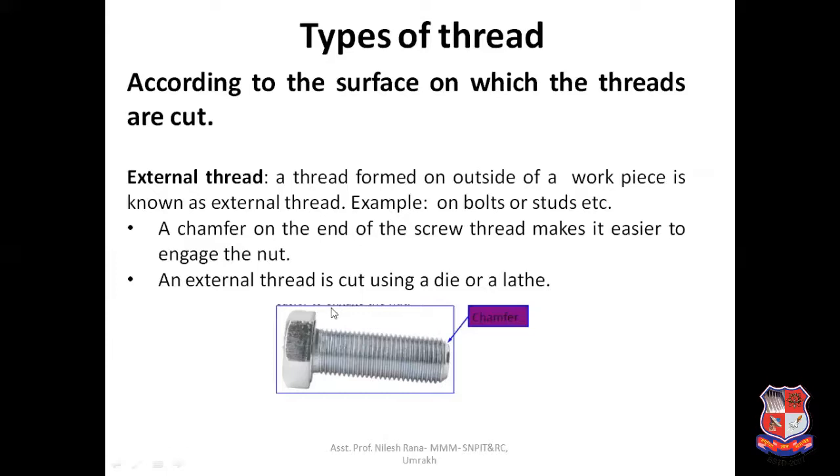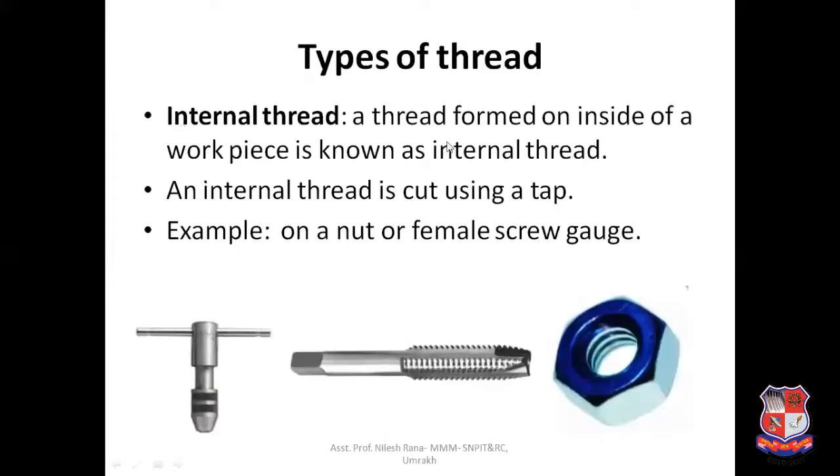Now internal thread. A thread formed on the inside of a workpiece is known as internal thread. An internal thread is cut using a tap. Here you can see the figure of the tap. By rotating this tap, you can manufacture this kind of internal screw thread. The internal thread is cut using a tap, for example on a nut or a female screw gauge.